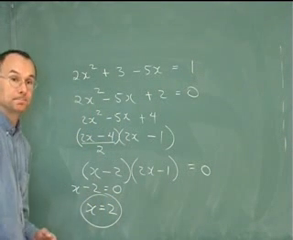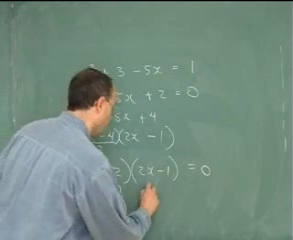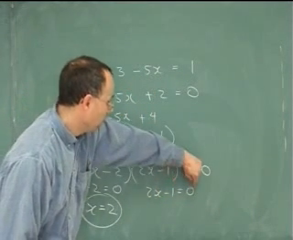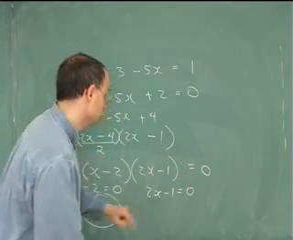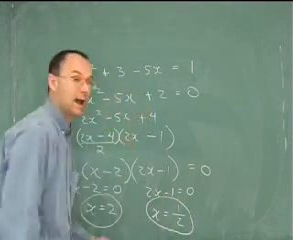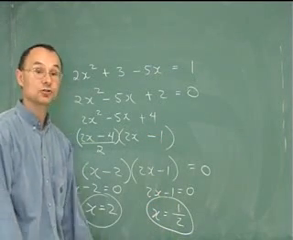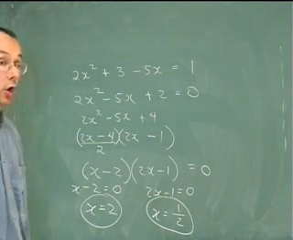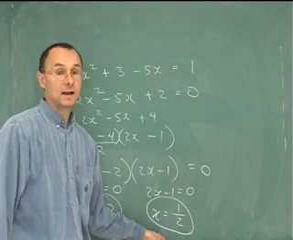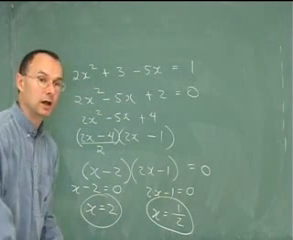There's one solution. And if 2x minus 1 is supposed to equal 0, then if we add the 1 over and divide by 2, x could be 1 divided by 2. X could be 1/2. Two very nice solutions. So there you go.